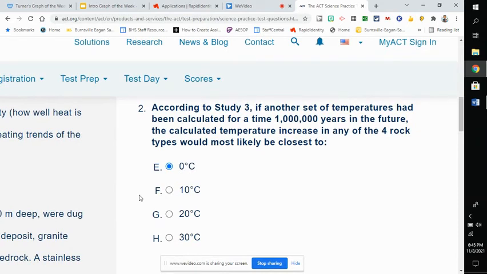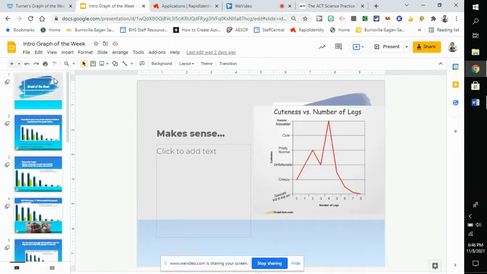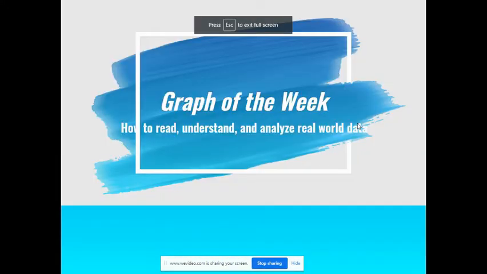Okay, we're going to stop there. We're going to go to the next part of our activity, which is a slideshow. This is called Graph of the Week, and it corresponds to some really good graphs to help you understand how to get information from graphs.